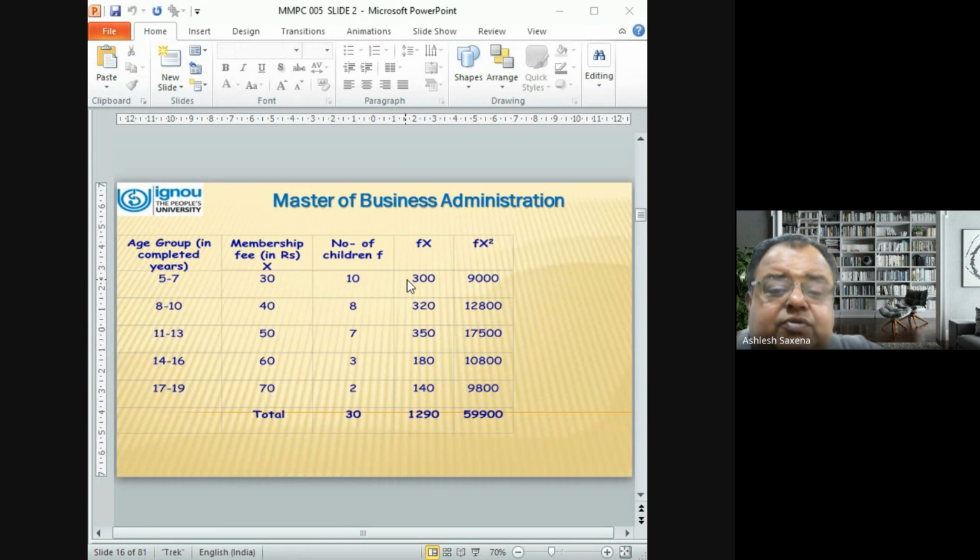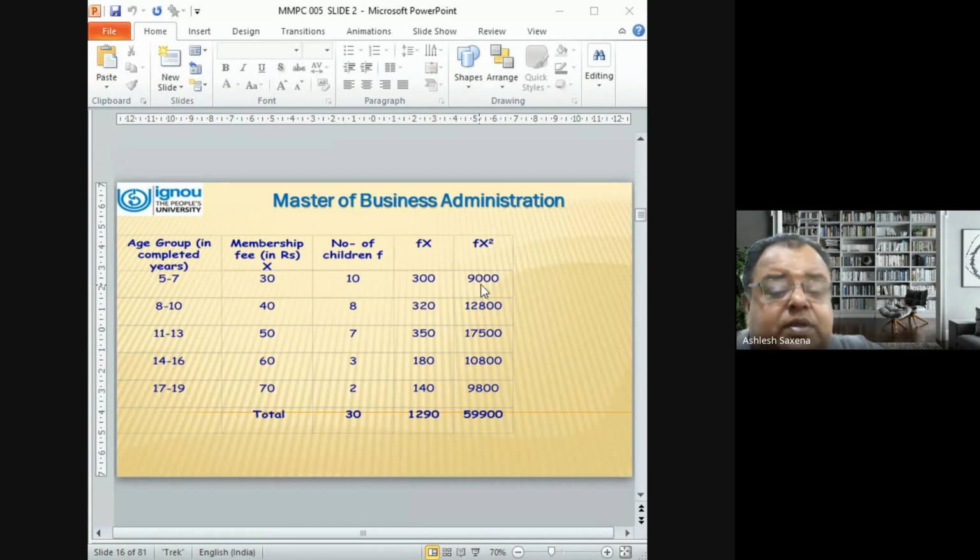30 into 10 is 300, 40 into 8 is 320, 50 into 7 is 350, 60 into 3 is 180, 70 into 2 is 140. Add these all. Now third column is required.